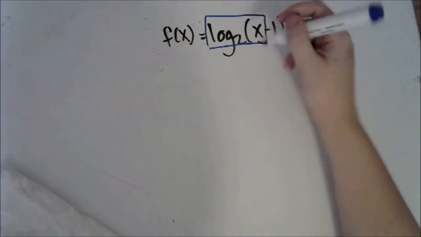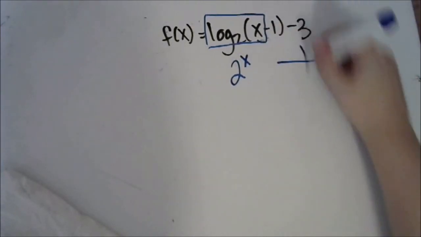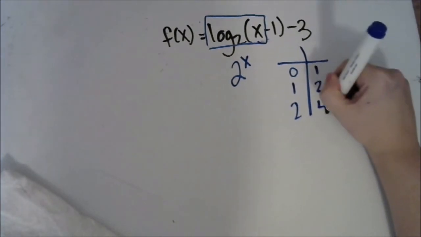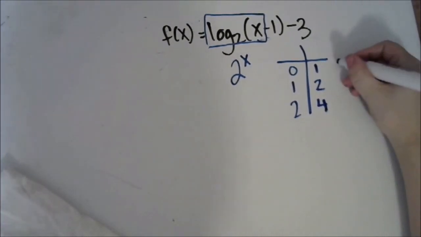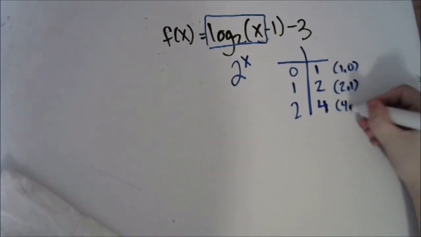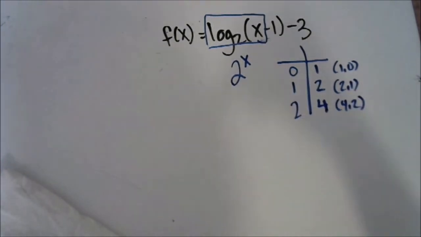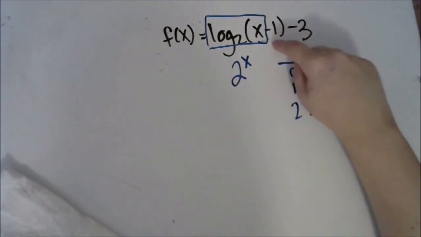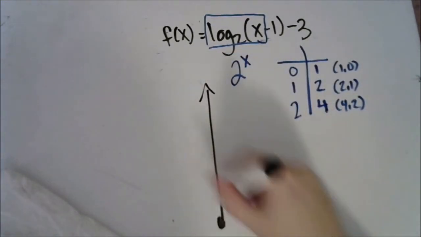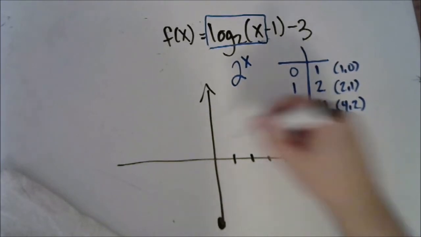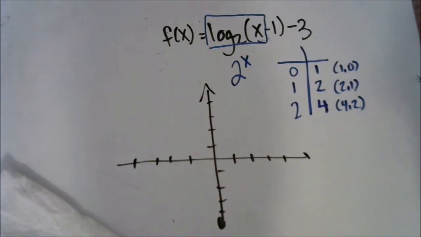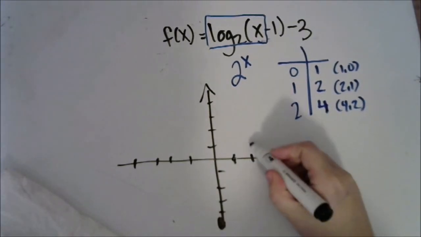The inverse of a log base 2 is 2 to the x. The table for 2 to the x is 0, 1, 2, 1, 2, 4. So the logarithmic table, or the logarithmic points, are 1, 0, 2, 1, and 4, 2. Graph each of these points, but shift them to the right 1 and down 3. So my first point is at 1, 0, and then 2, 1, and then 4, 2.